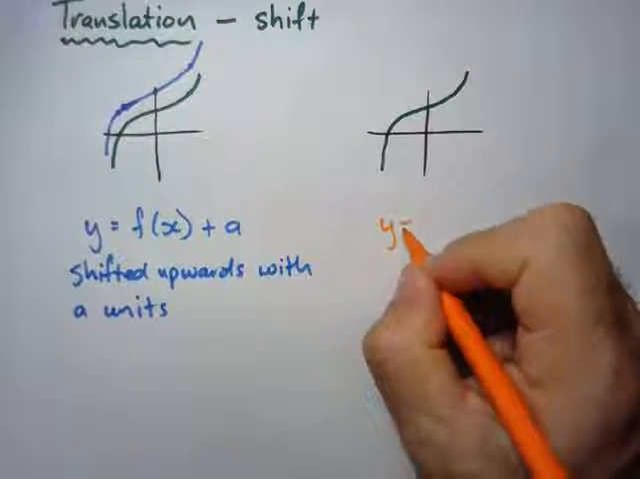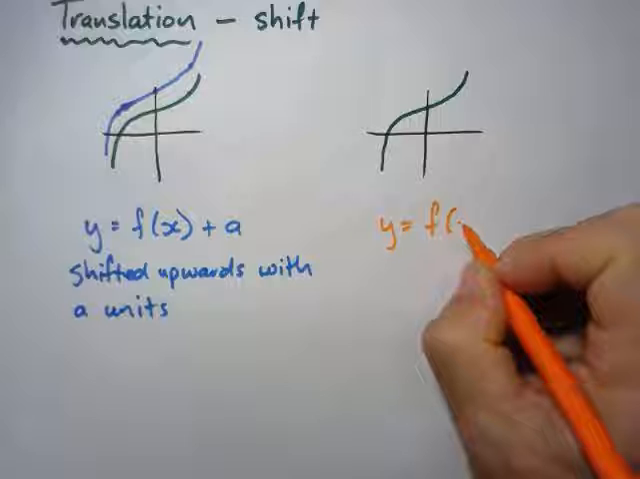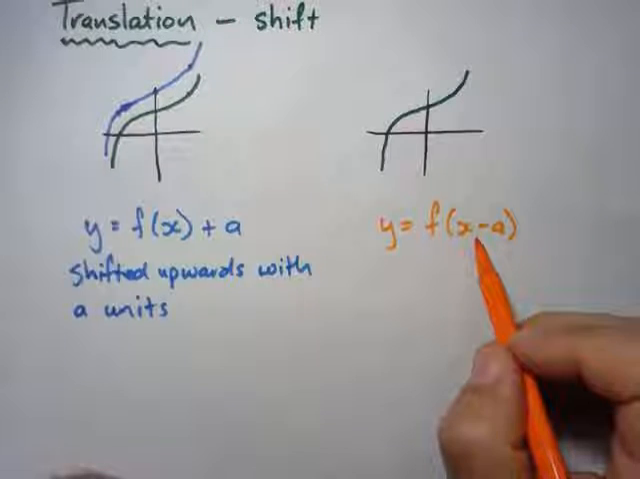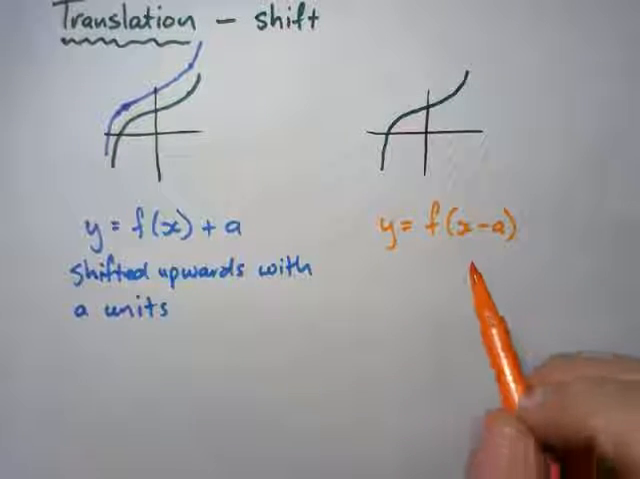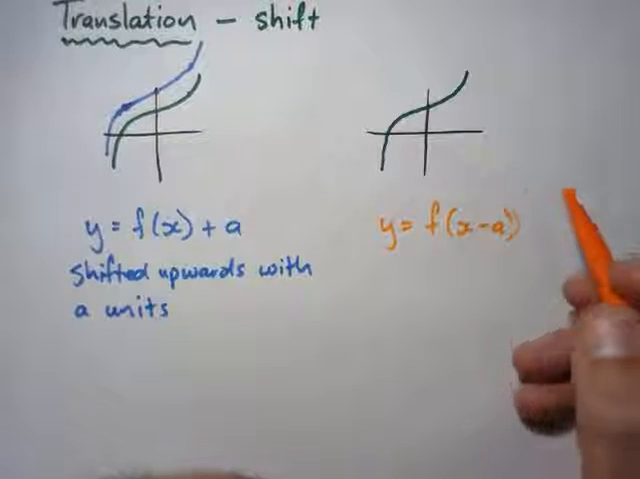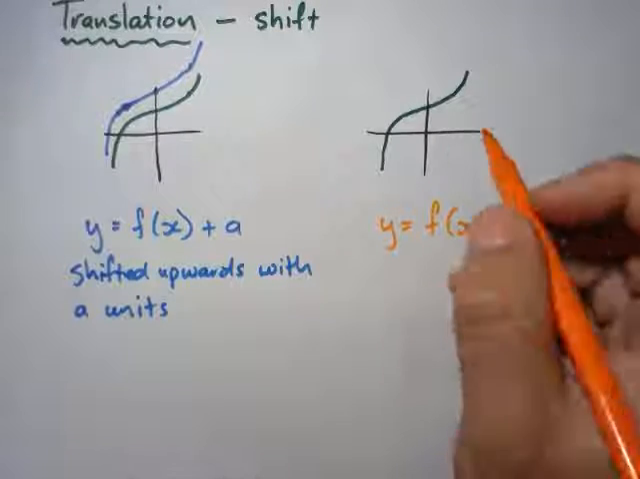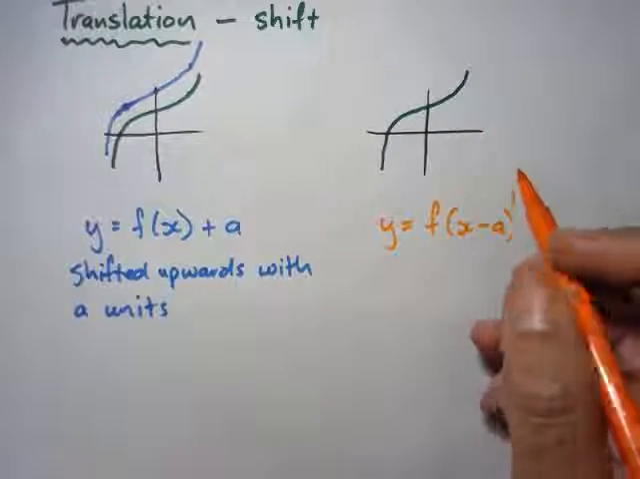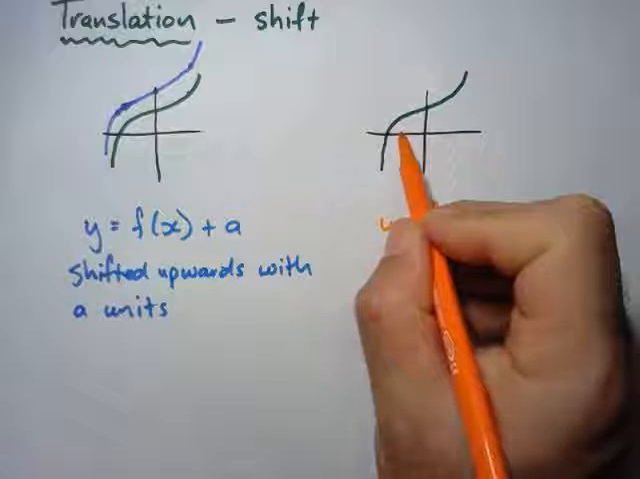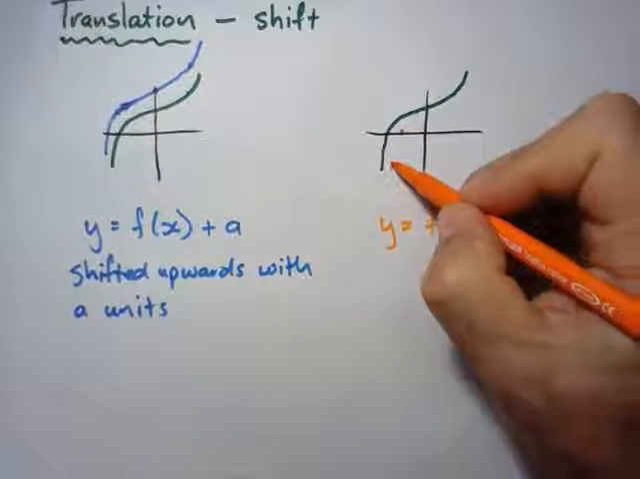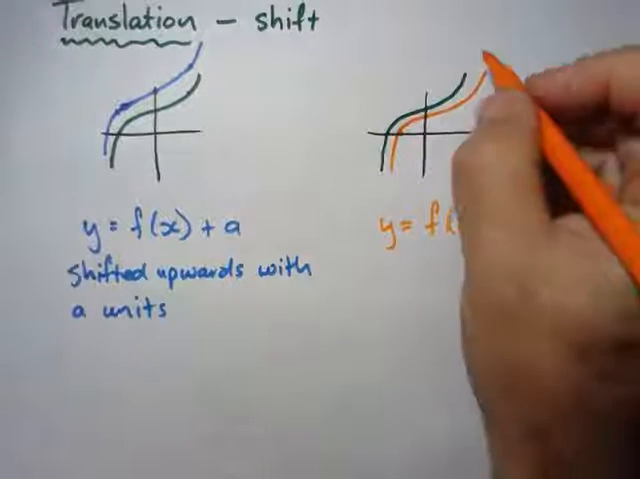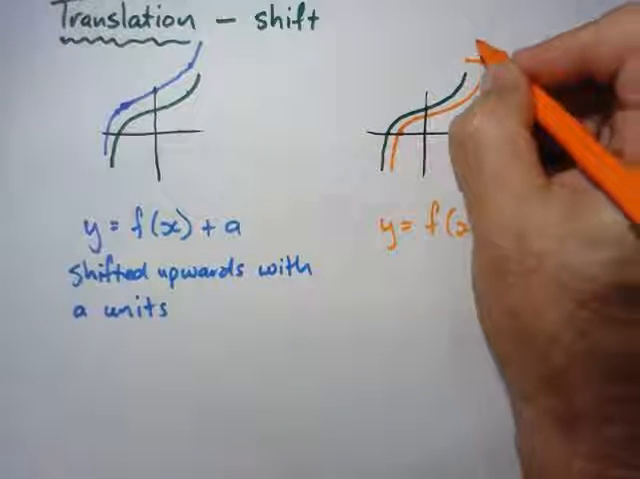Y equals, and what's going to change now is the x value. So remember what I said in my first video, when I have something happening with x, it's going to move in the inverse direction. So the inverse of x minus a is plus a, which means if I have x minus a, it's going to move in the positive direction. Which means that if x was whatever x was here, it will move in this direction. So the whole graph will move in that direction. So this move here will be a.